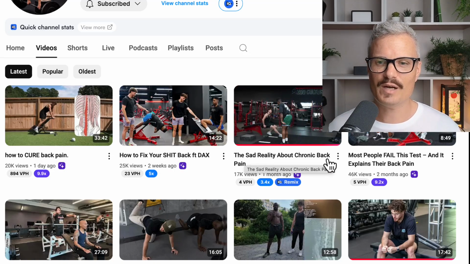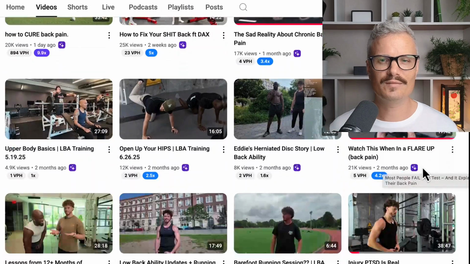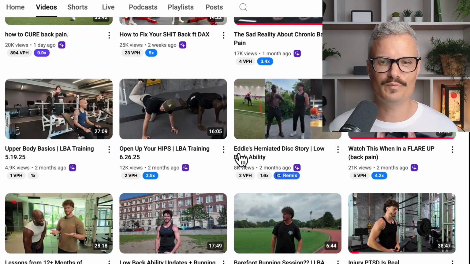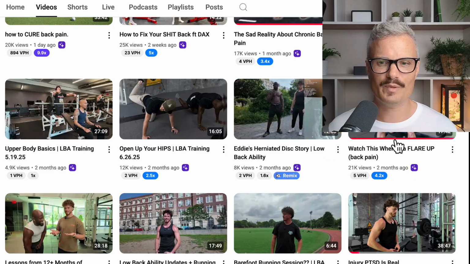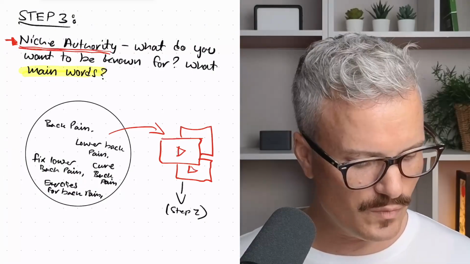The sad reality about chronic back pain. Most people fail this test, and it explains their back pain. Are you seeing what he's doing? Back pain, back pain, back pain. Herniated disc, back ability, flare up back pain. It's all the same. And this is what I want you to understand.